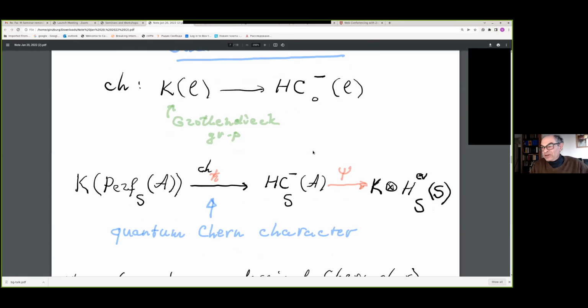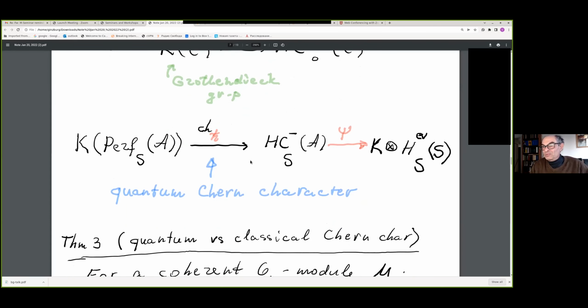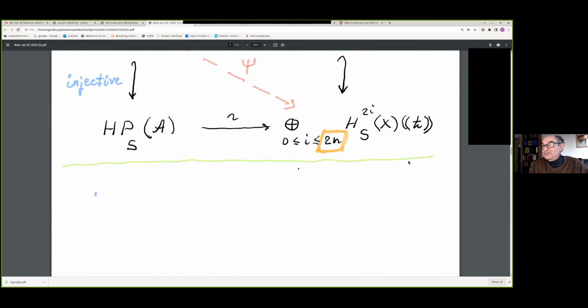Okay, and now what we are interested in. There are two maps. First of all, the map from the Grothendieck group of my quantum category to the cyclic homology of the same category, and I call it CH H bar because it's about quantum algebras. And now this is what the theorem says.